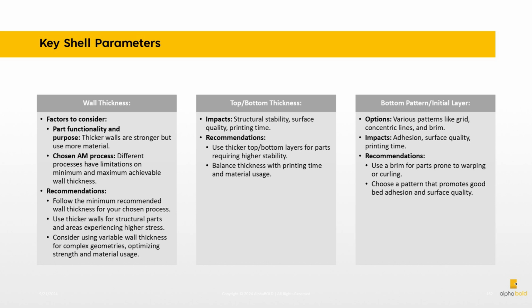Top/bottom thickness. Impacts: structural stability, surface quality, printing time. Recommendations. Use thicker top/bottom layers for parts requiring higher stability. Balance thickness with printing time and material usage. Bottom pattern/initial layer. Options: various patterns like grid, concentric lines, and brim. Impacts: adhesion, surface quality, printing time. Recommendations. Use a brim for parts prone to warping or curling. Choose a pattern that promotes good bed adhesion and surface quality.